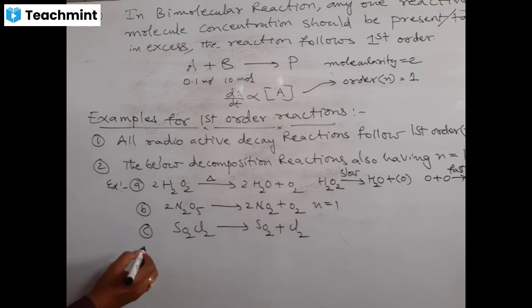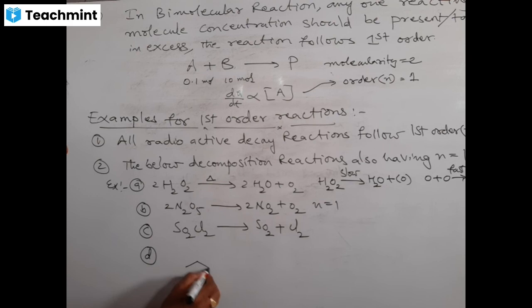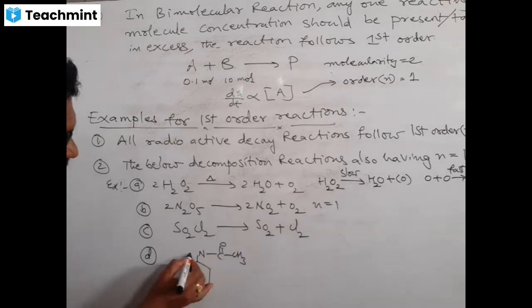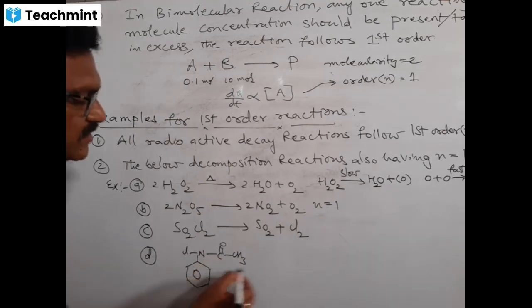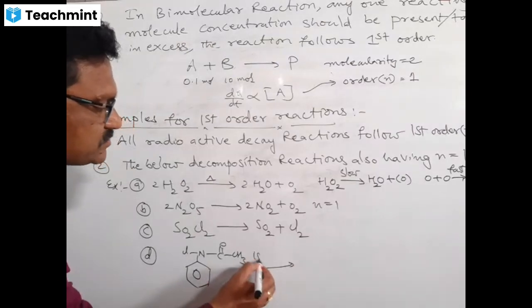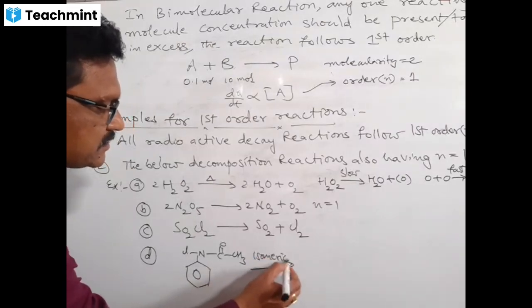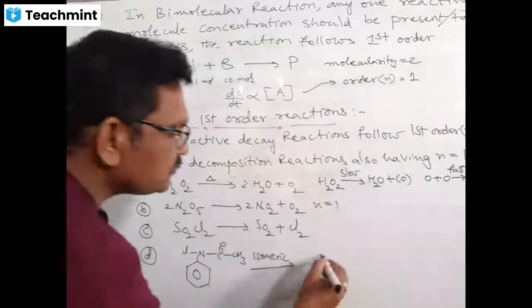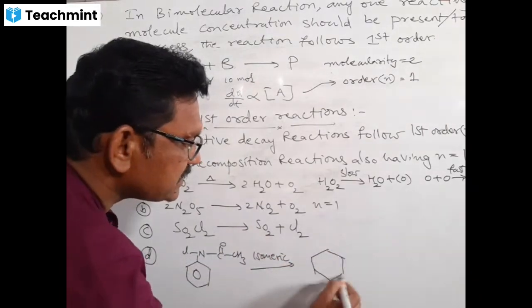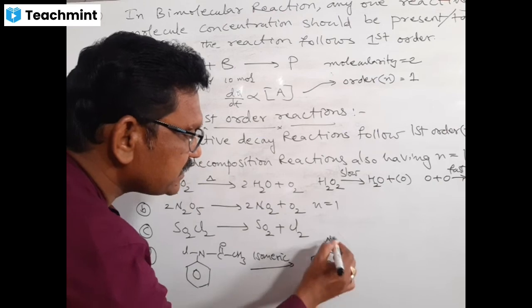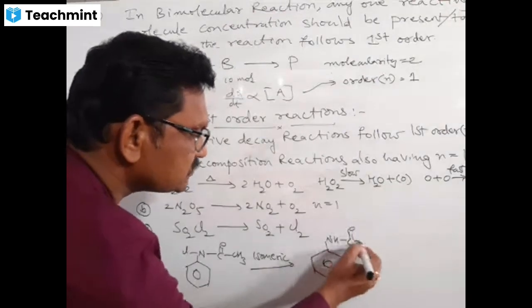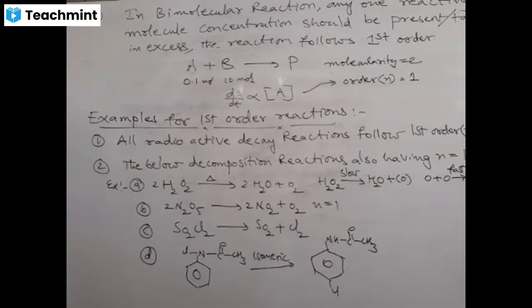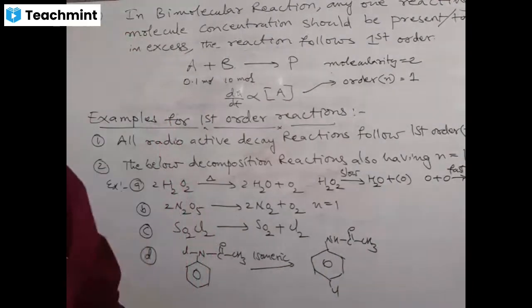Then here I am taking N-chloroacetanilide. On isomeric change, it is converted to para-chloroacetanilide. This follows first order reaction.